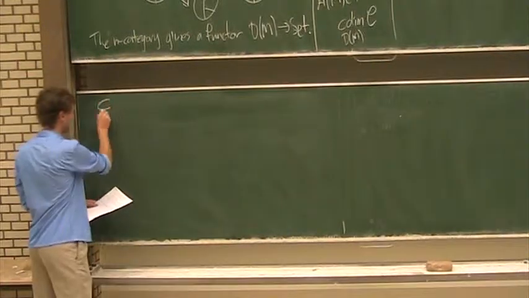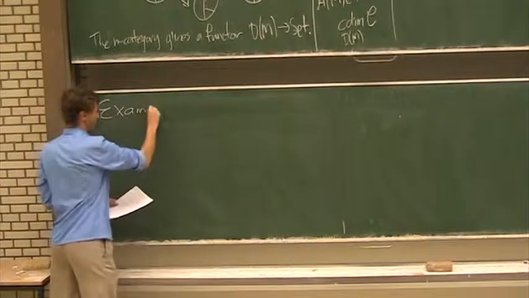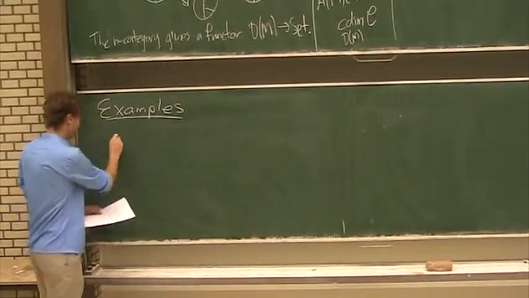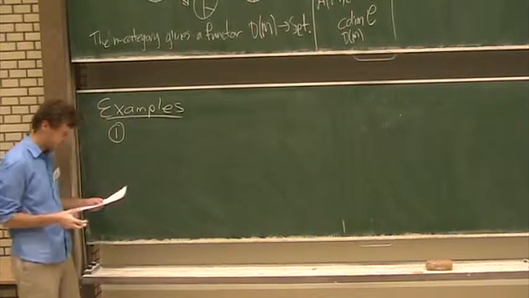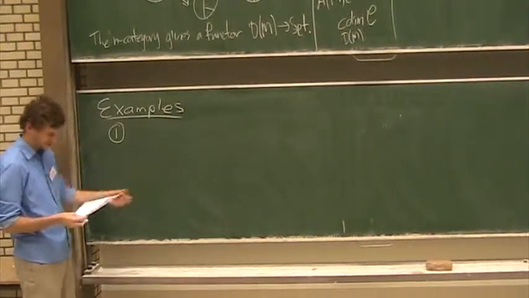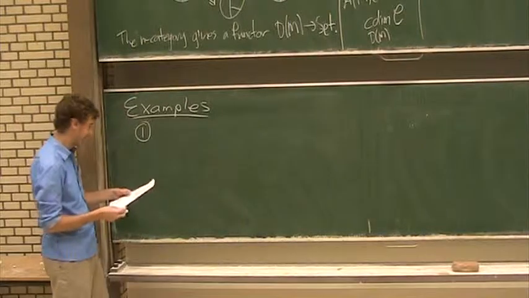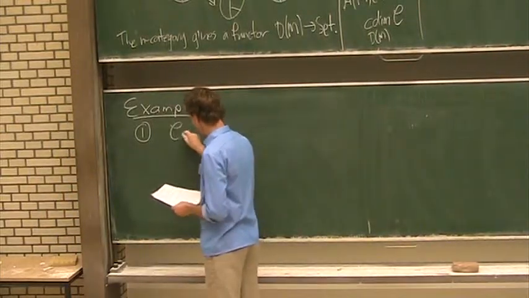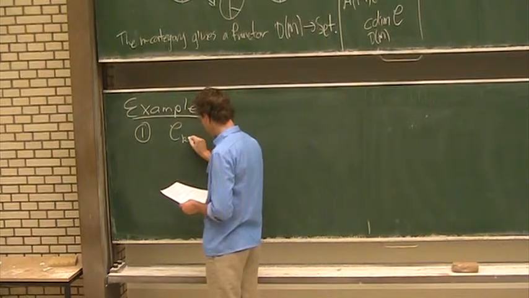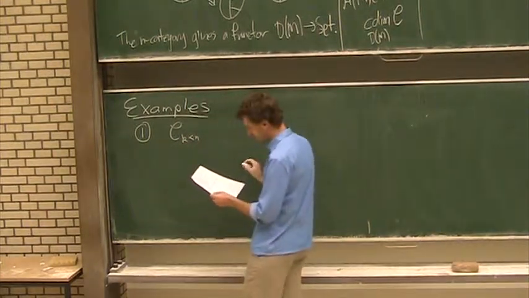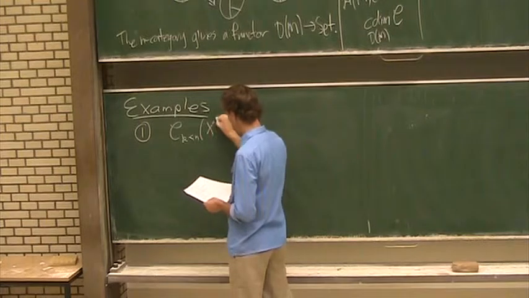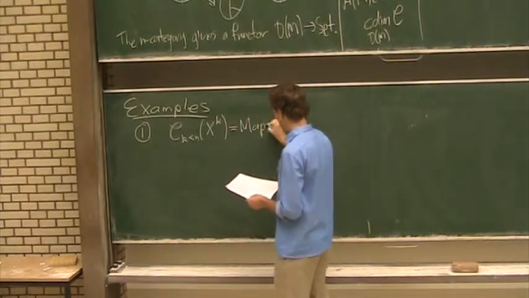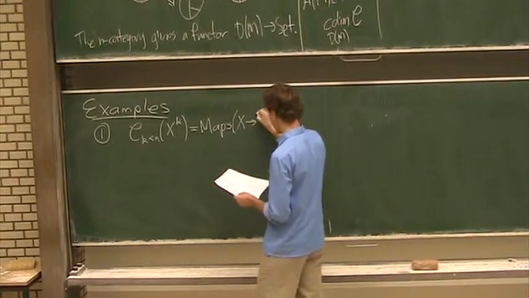Okay, examples. Here's an example that works in any dimension. We can produce n-categories however we feel like. So here we go. Let's define C_k of a k-ball X, at least when k is below the top level n, to just be the set of all maps from X to some fixed target space T.